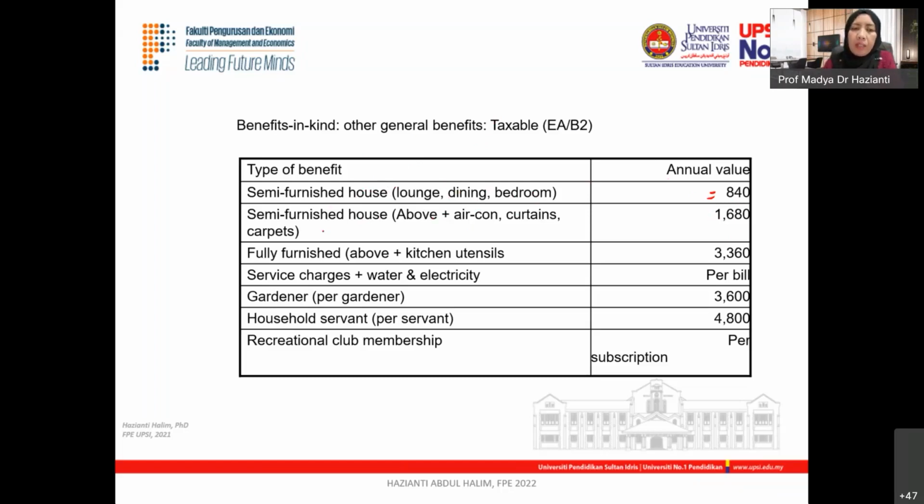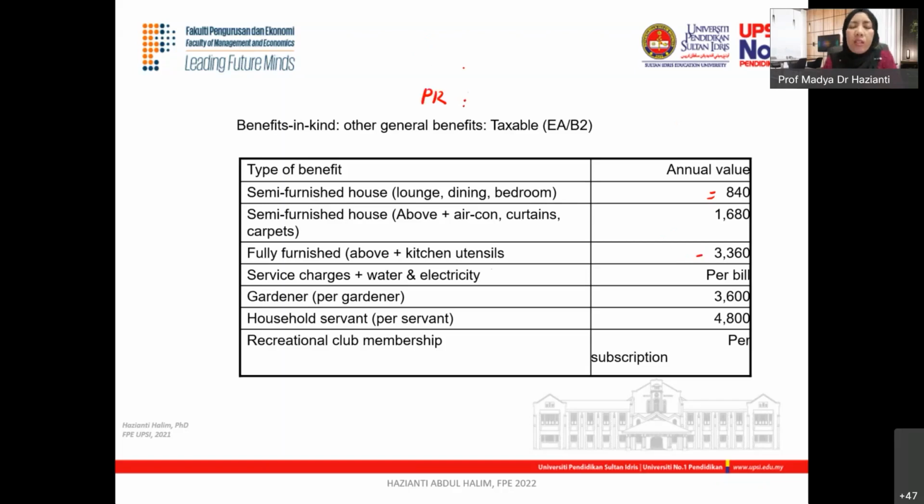Tak ada kitchen kan? Fully furnished ada kitchen. Above ni semua ada plus kitchen utensils. Fully furnished lah, kiranya masuk basuh kaki je, semua benda ada dalam rumah tu. The value is 3360. Ini pun also coming from public rulings.